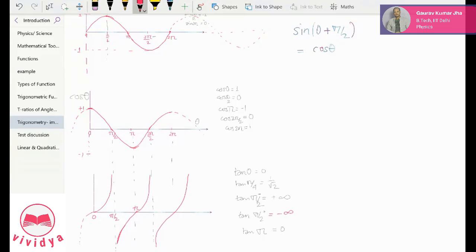After this, I'll just draw a dotted line, just to give you an idea how it will be extended in a similar way. It will be periodic again, so it will be like this only. So from 0 to 2 pi, you just focus right now. Can you remember these three graphs?